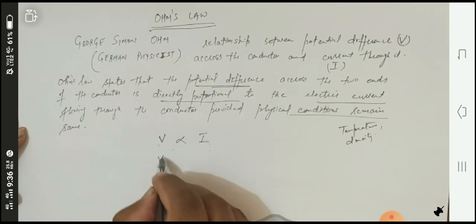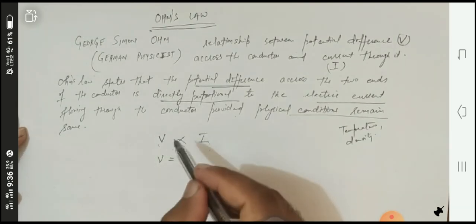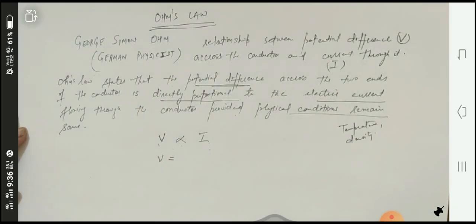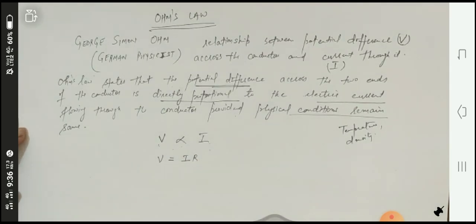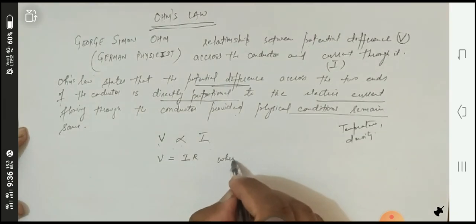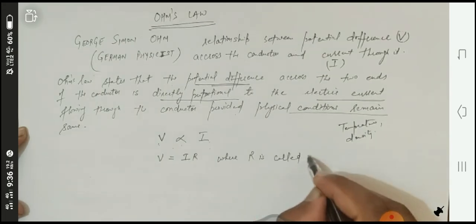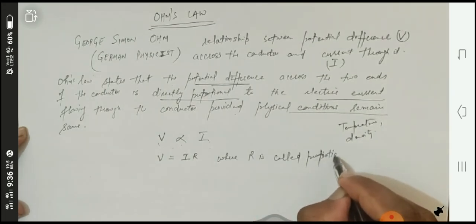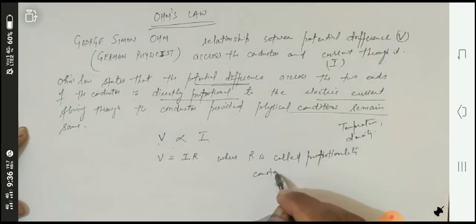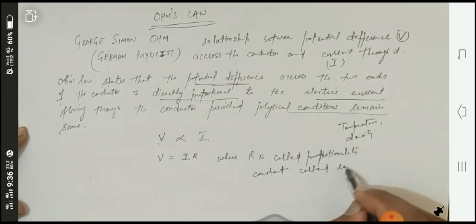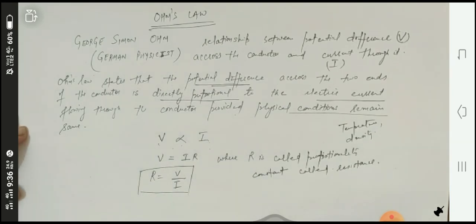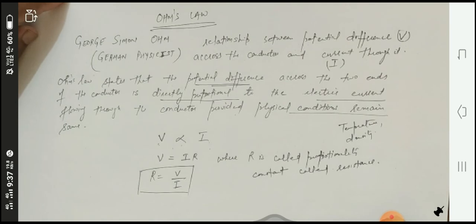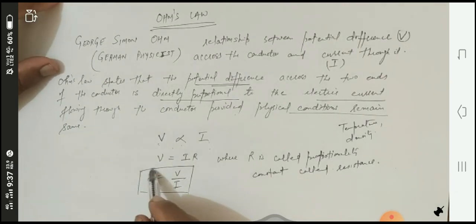So we know that whenever we need to put equality instead of proportionality, we have to apply a proportionality constant, right? Here, the proportionality constant is R, where R is called the proportionality constant, called resistance. This R is known as resistance. R becomes V upon I. Clear? So according to the relation, R is constant.